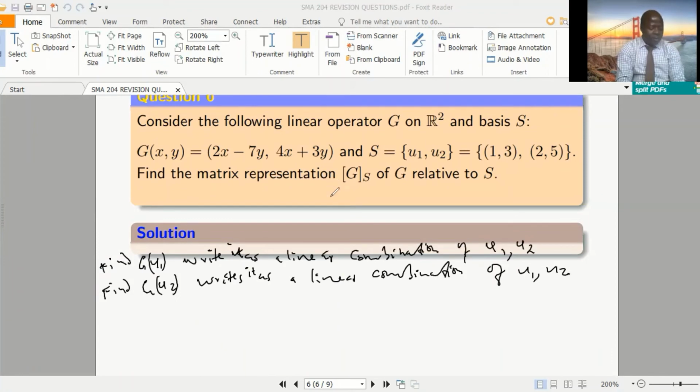Now, let's do this question. Let's first of all find G of U1. G of U1 is the same as G of (1, 3), because U1 is (1, 3). So where there is x, put 1, where there is y, put 3. So this would be 2 if I put 1 here. And if I put 3 here, it would be negative 21. So that gives me negative 19.